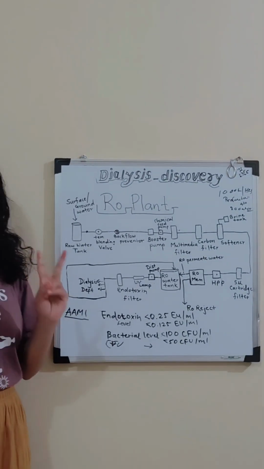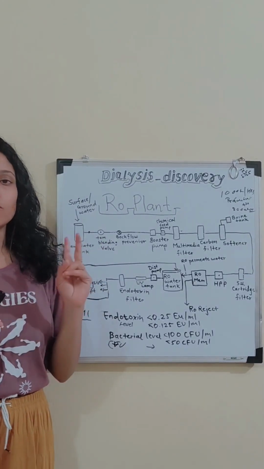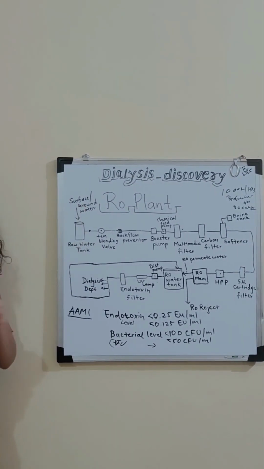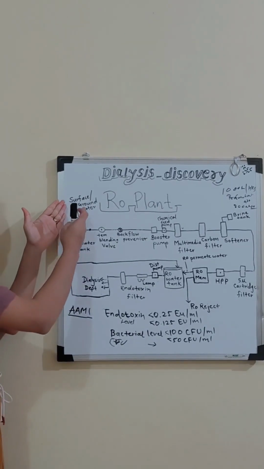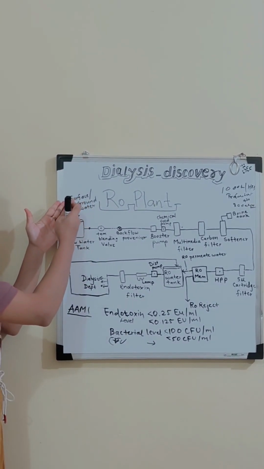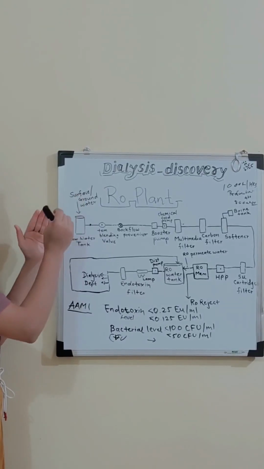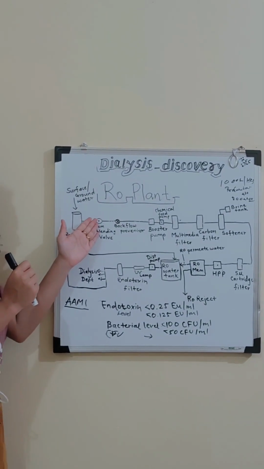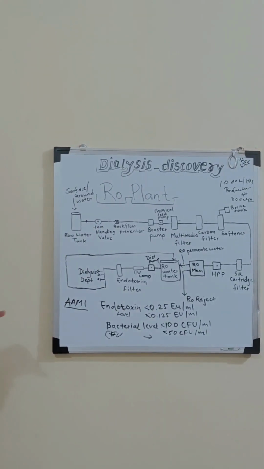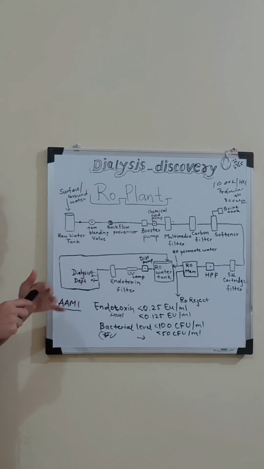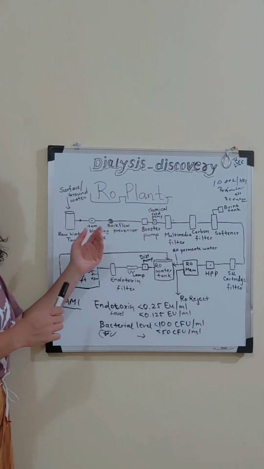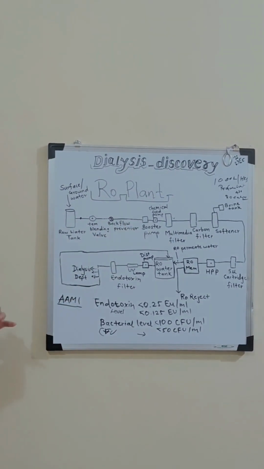There are two sources of water. One is surface water and the second is groundwater. The water, either from the surface or from the ground, comes to the raw water tank. Then there is a temperature blending valve, which maintains the temperature of the water at 77 degrees Fahrenheit. Then there is a backflow preventer, which prevents the backflow of the water.